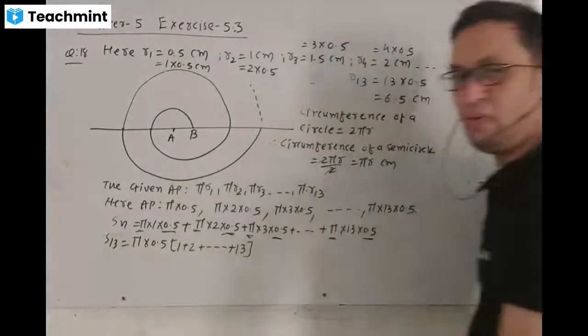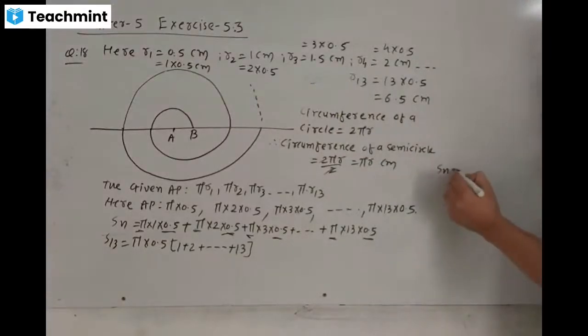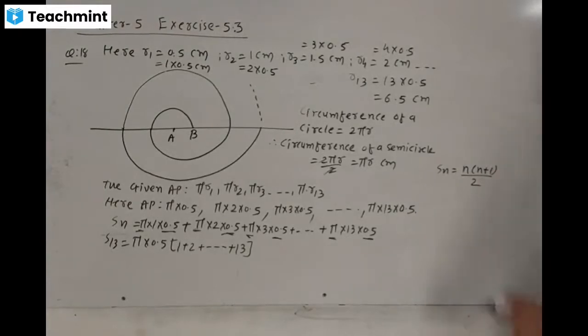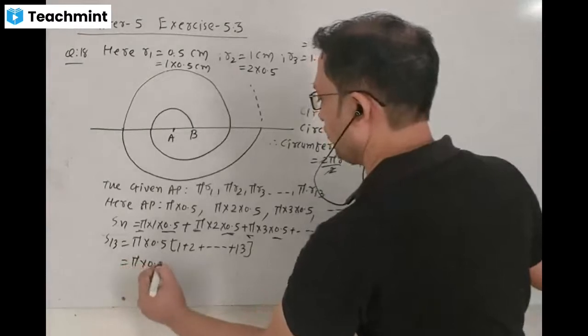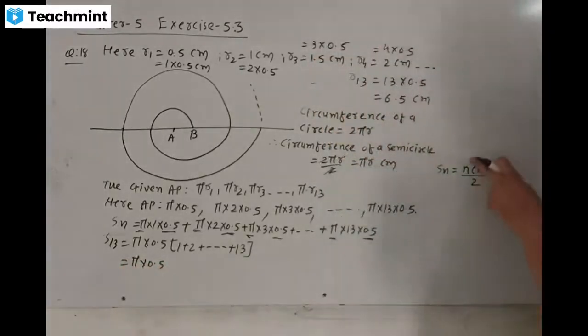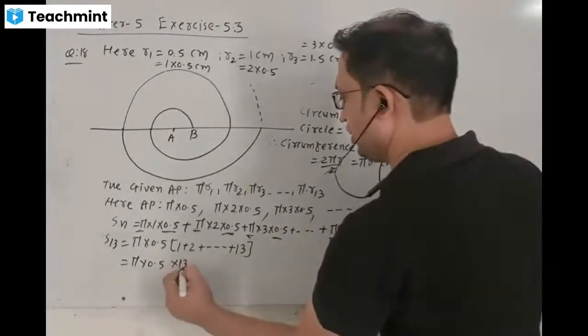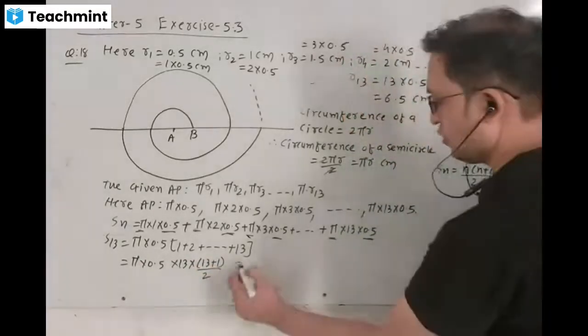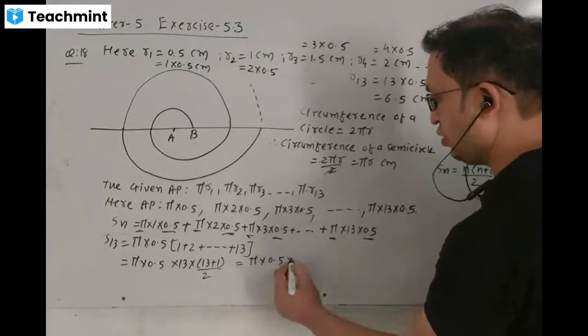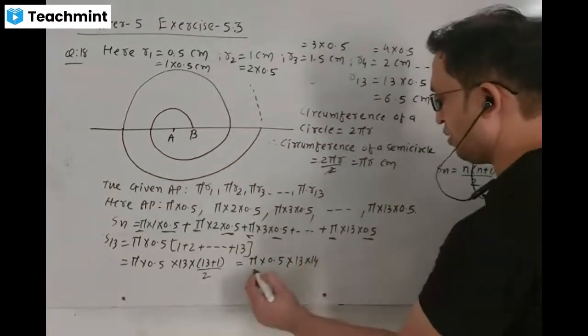What is the formula for the sum of n terms? Sn is equal to n into n plus 1 by 2, the sum of the first n natural numbers. That is equal to pi into 0.5, with n equal to 13, multiply 13 into 13 plus 1 divided by 2. That is equal to pi 0.5 into 13 into 14 by 2.